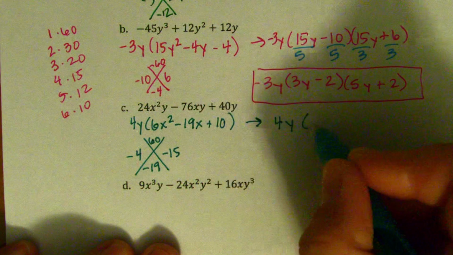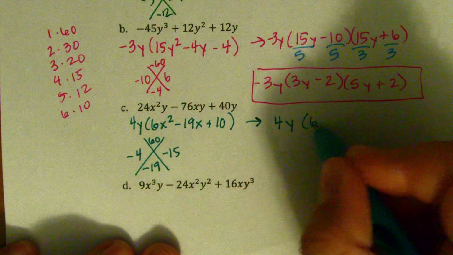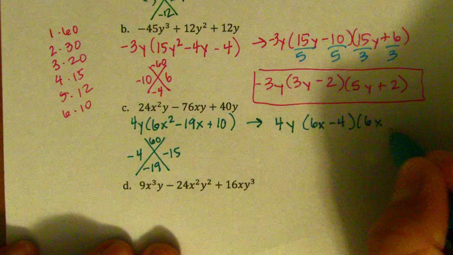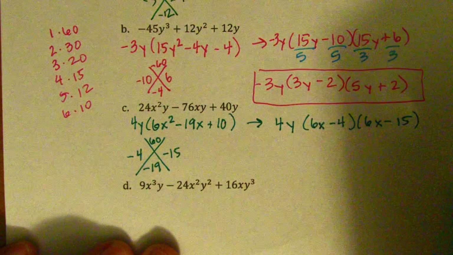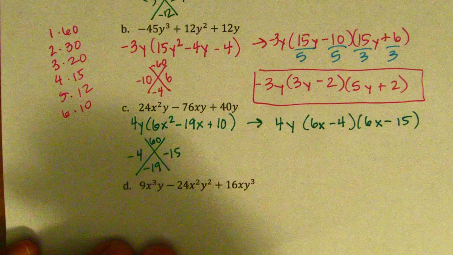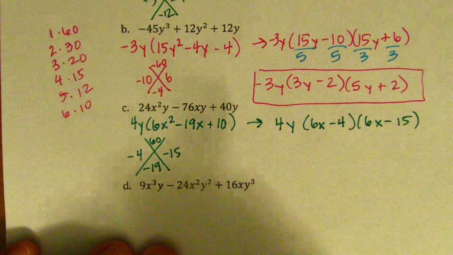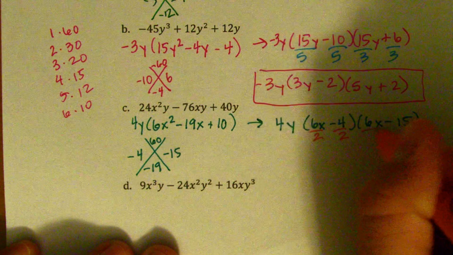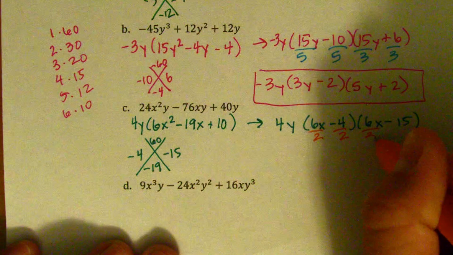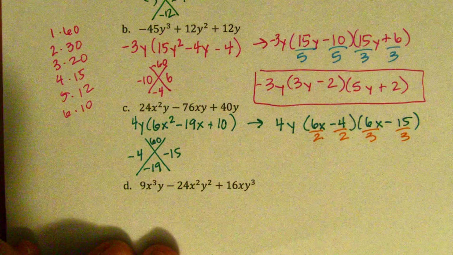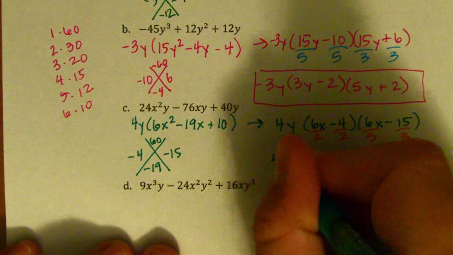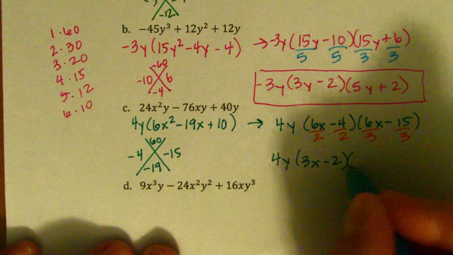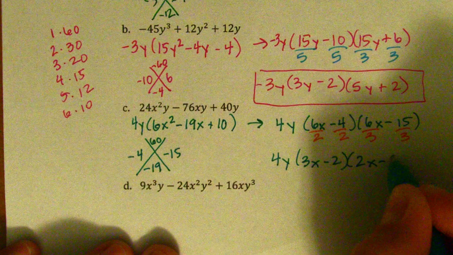4y is still out front, and my a value is 6, so 6x minus 4 and 6x minus 15. In this case, there is trash in both of them, so we'll go ahead and take out the trash. 6 and 4 have a common factor of 2. 6 and 15 have a common factor of 3. So we are left with 4y, and 6 divided by 2 is 3x minus 2, and 2x minus 5.